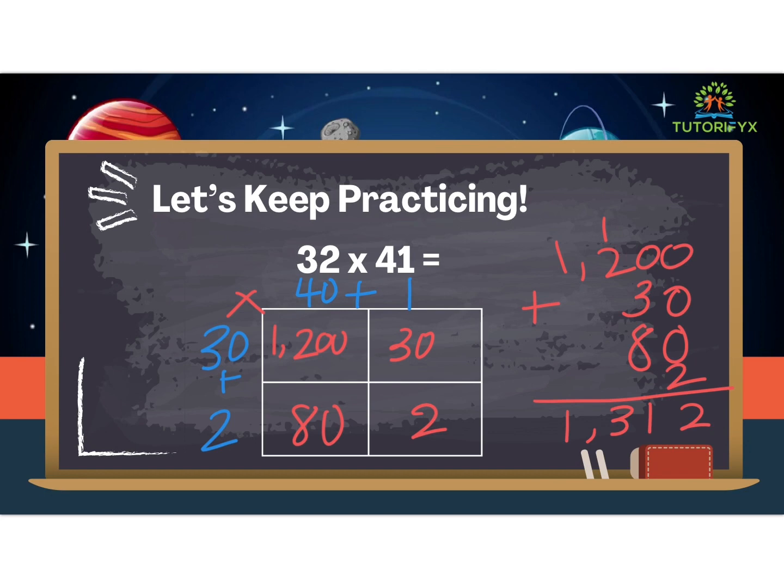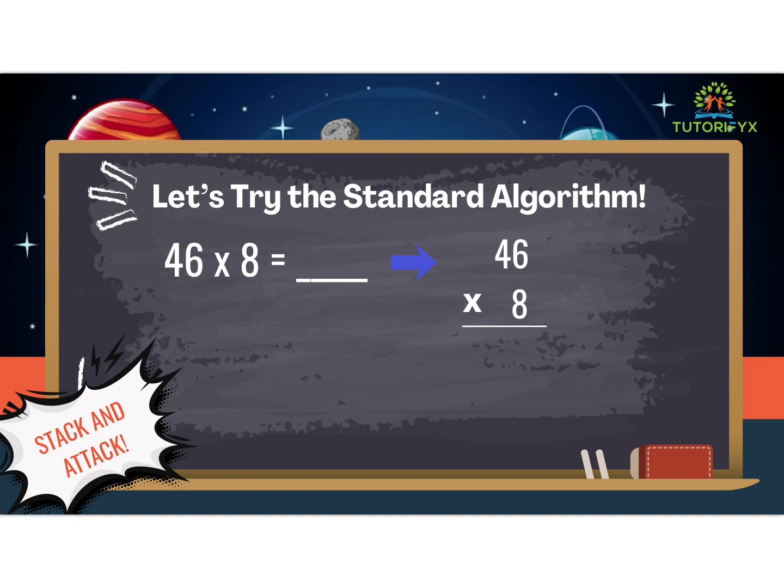All right. I think you guys are ready for the standard algorithm. If you thought that was easy, you might be ready for the standard algorithm. So here I have 46 times 8. It's just written horizontally, but I'm going to stack it and attack it just like you see here. Before I get started, you want to make sure your ones are lined up with your ones and your tens are lined up with your tens. Now, I think I'm ready.